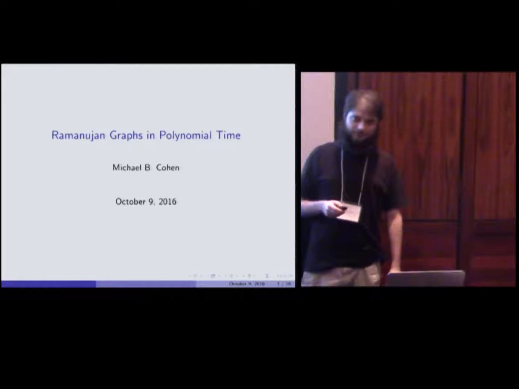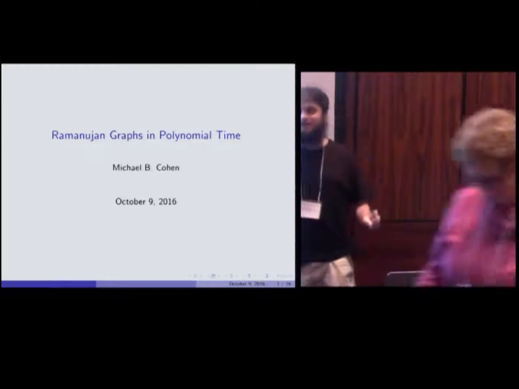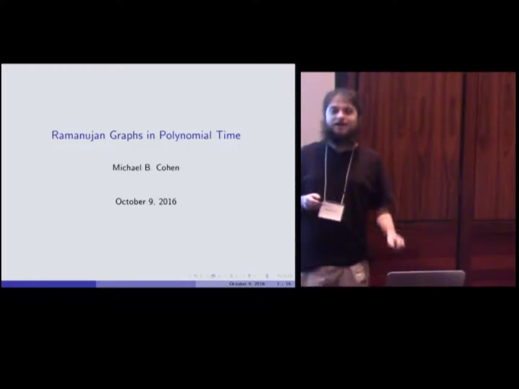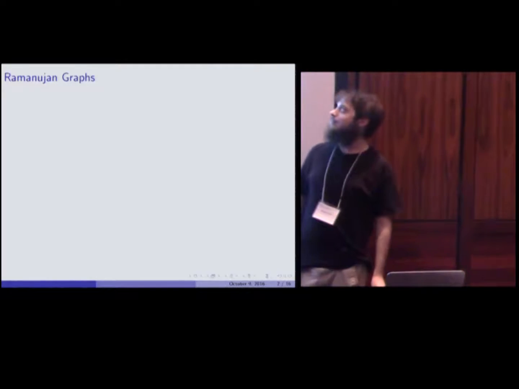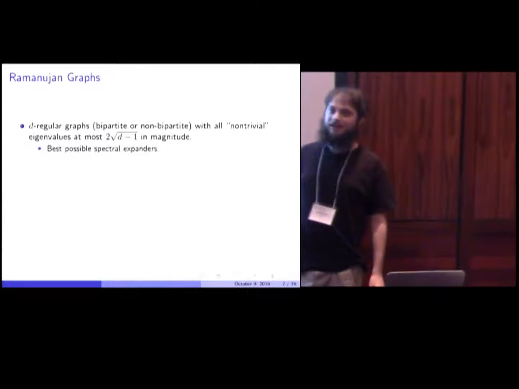polynomial time. So I just want to warn that I am not really going to be emphasizing my actual contribution here, but more talking about the algorithm for computing Ramanujan graphs in general. Most of this is due to the paper by Marcus, Spielman, and Srivastava. Anyway, so just a quick reminder of what Ramanujan graphs are and the old results.